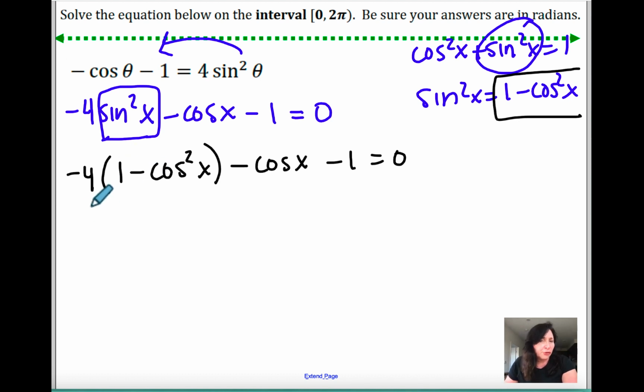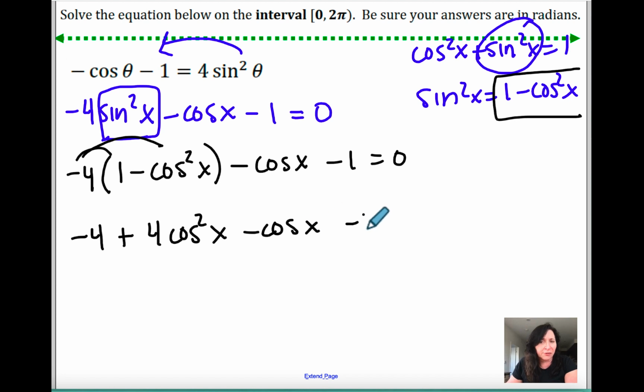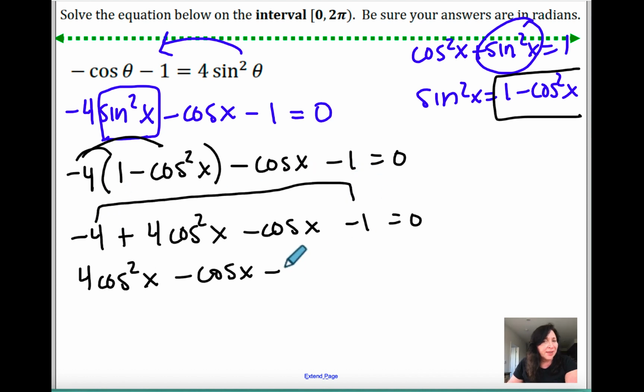I'm going to distribute this times this times this. I get negative 4 plus 4 cosine squared of x minus cosine of x minus 1 is 0. Now just combine like terms. I get 4 cosine squared of x, then the cosine next, and then negative 4 and negative 1 is negative 5 equals 0.